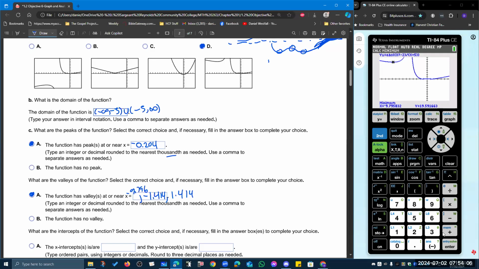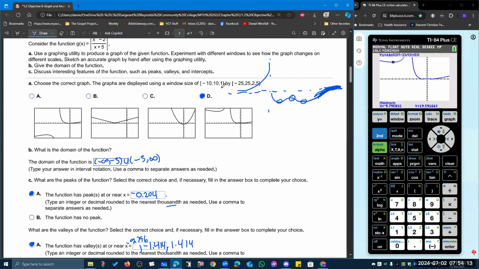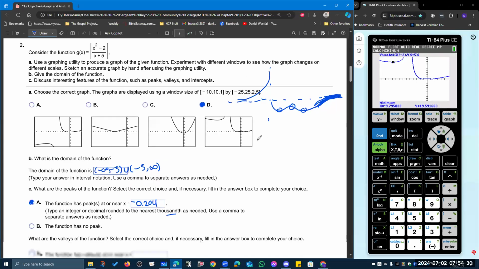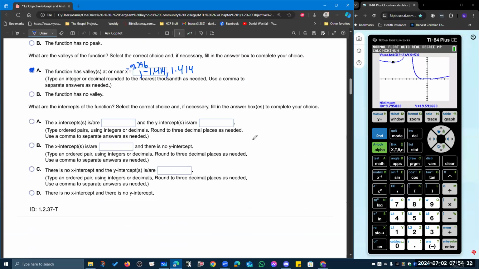-9.796. So the window that they give you is not always necessarily going to be the best window, which is why there are instructions to tell you to experiment with different windows to see how the graph changes on different scales. So we might have needed to examine other parts of the graph that weren't in the window to get answers to these questions. What are the intercepts?